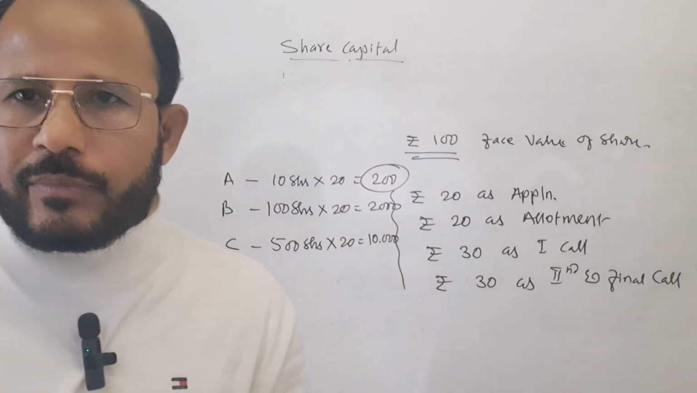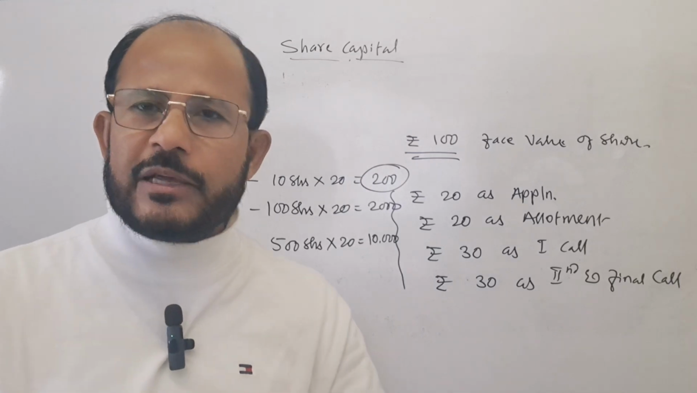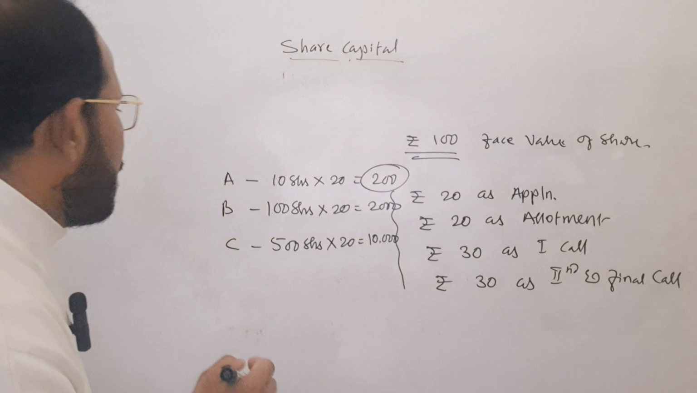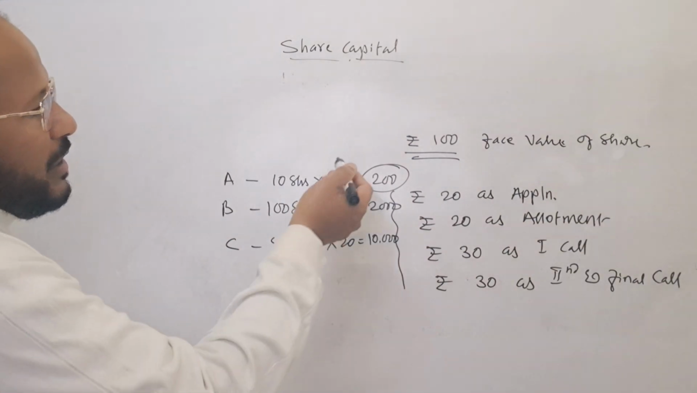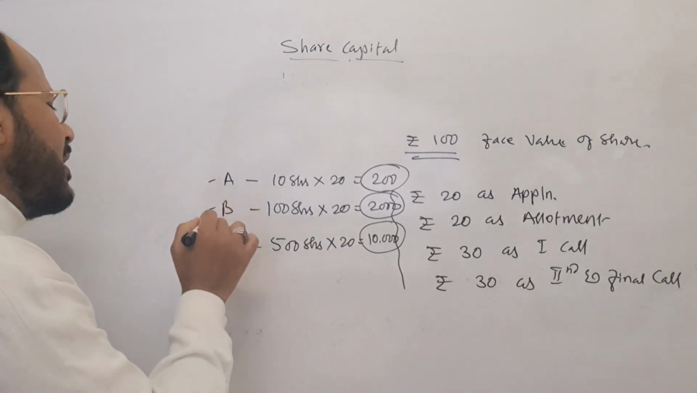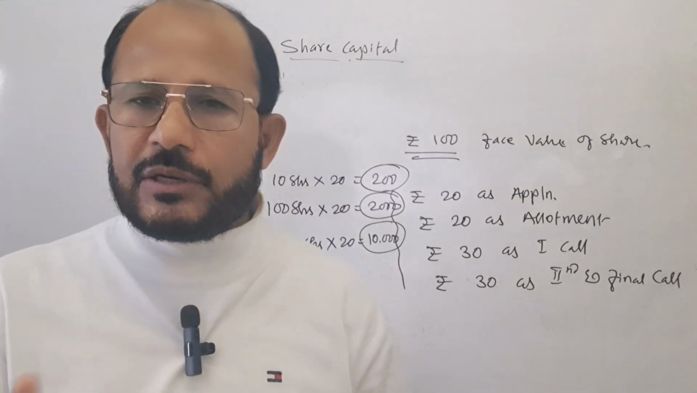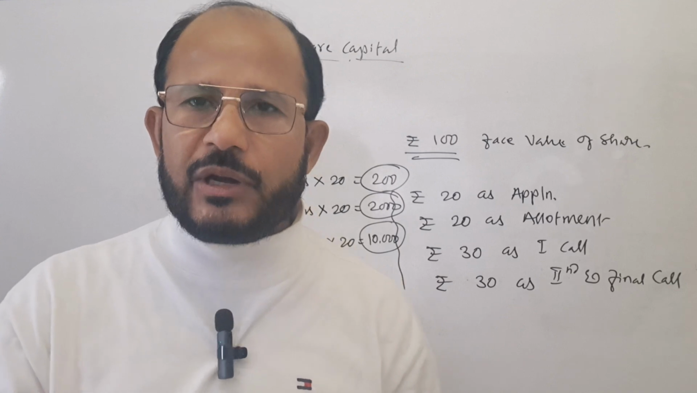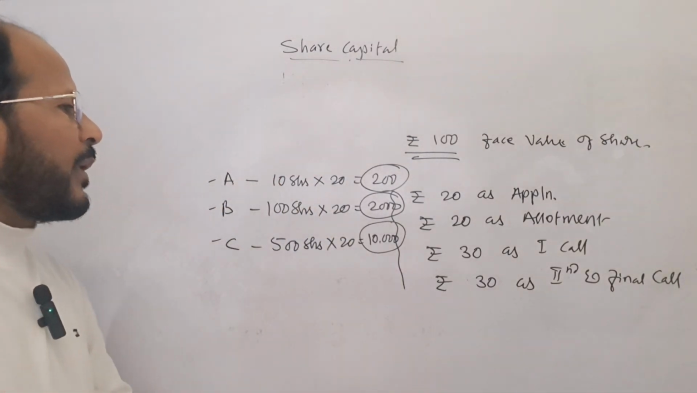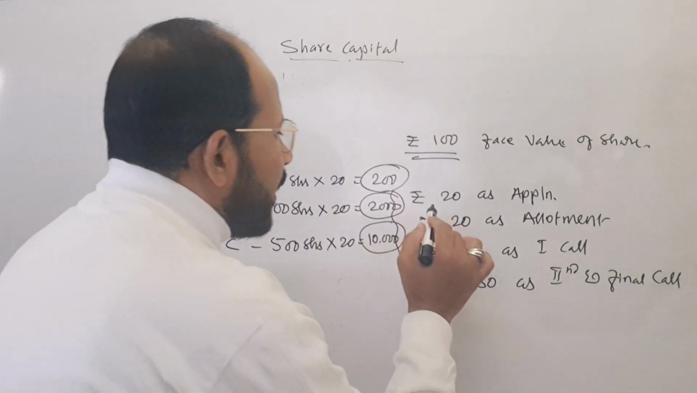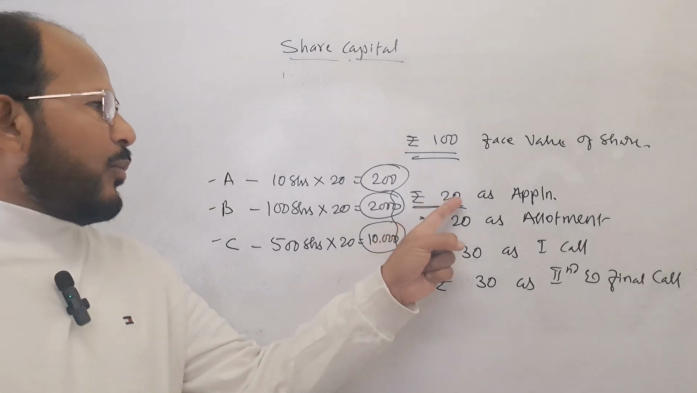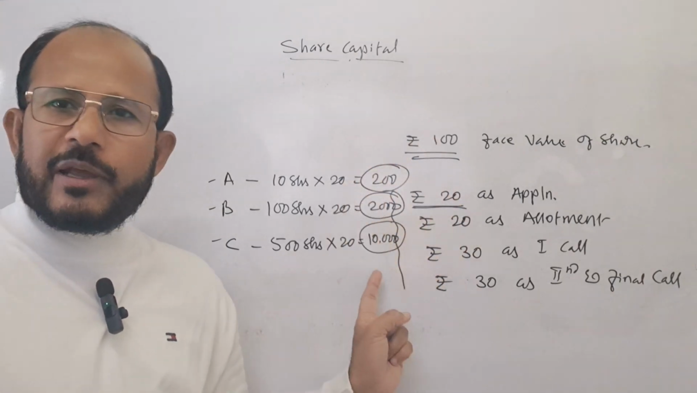See, this is the way how the application money is required to be sent by the applicants, not shareholders. I use the term applicant here because A, B, C are called applicants, not shareholders, because the company has not yet allotted the shares to A, B and C. Okay, fine. Here the important thing is, you try to remember, the company collected rupees 20 at the time of application.